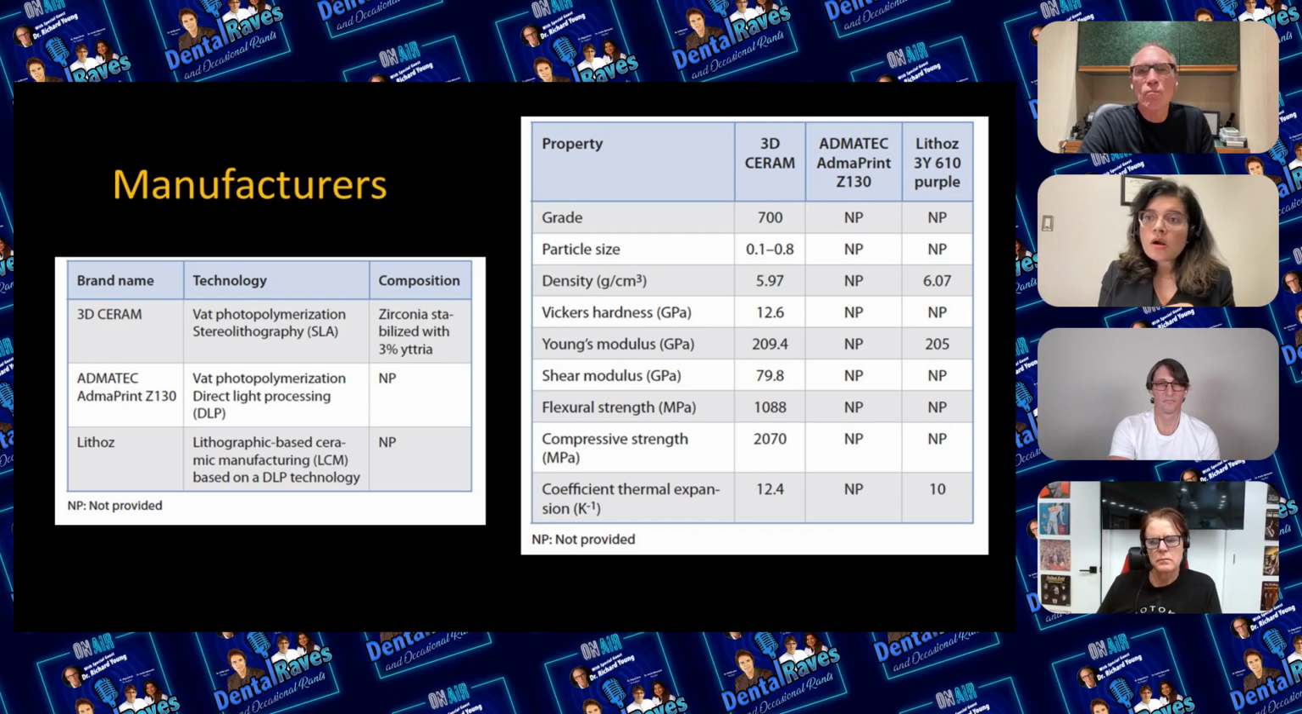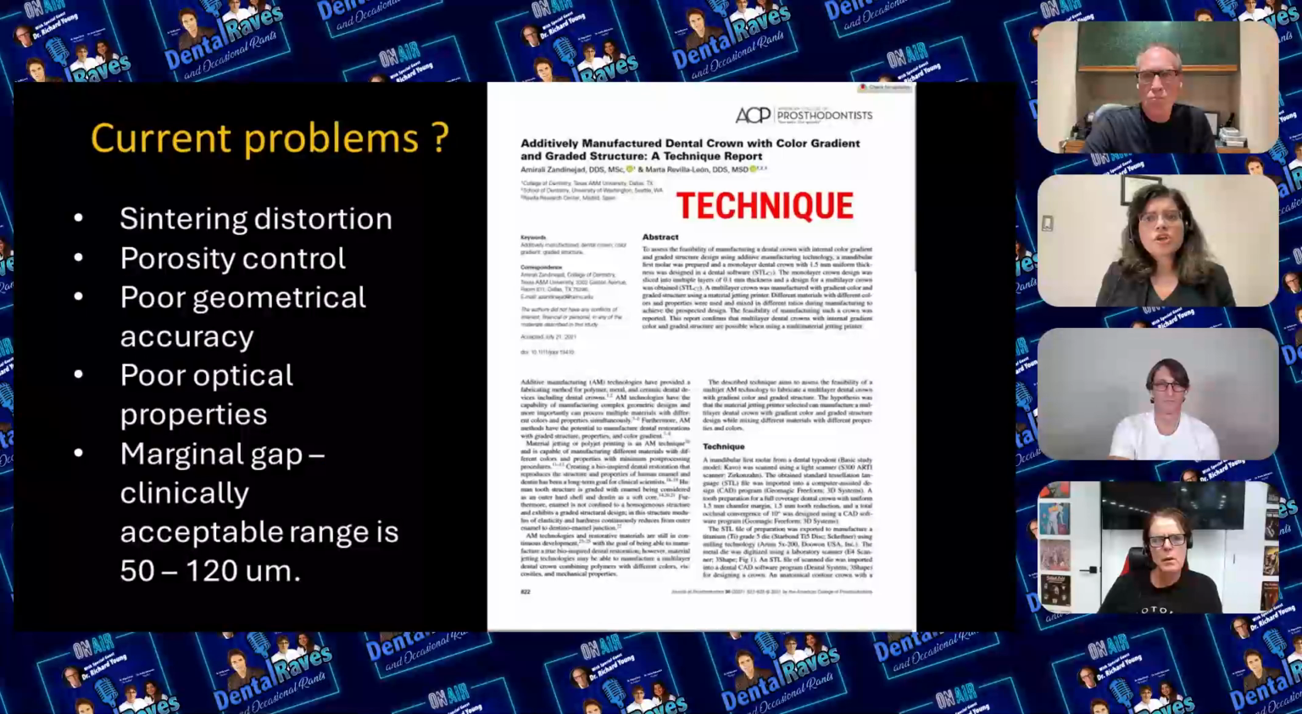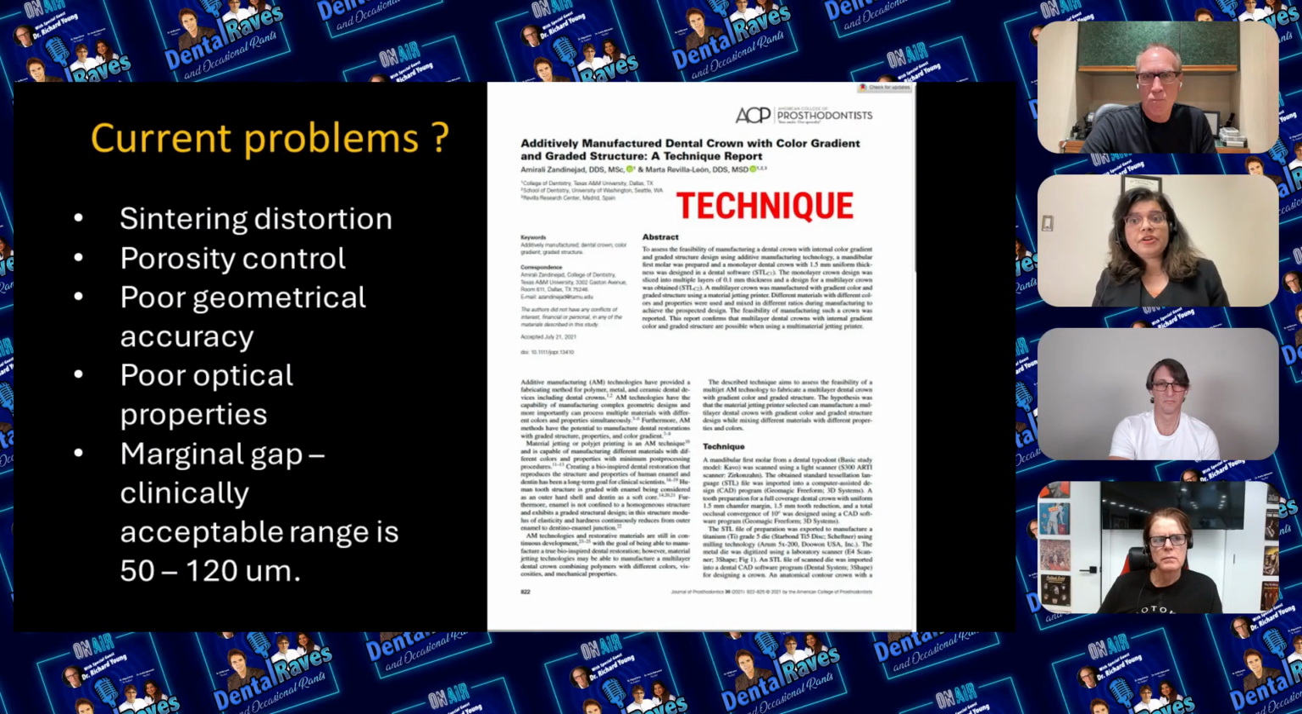We need more people to commercially produce these materials because some of them are very limited to R&D only from these companies. So there's still not a commercially available product that is ready to be used inside the mouth. And we'll talk about one of the products that is actually available and how it differs in properties to currently existing materials. So talking about some of the current problems we have with 3D printing of zirconia is sintering distortion.